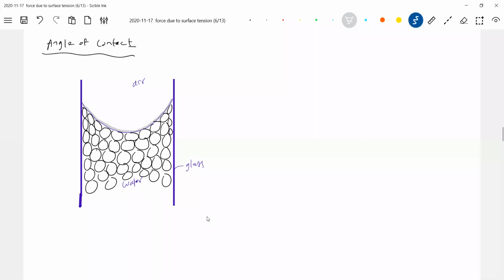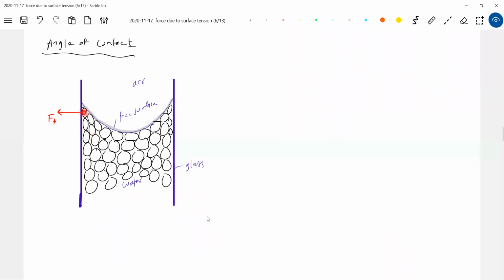So now let's consider the molecule 1. Okay, this is a free surface. Look at the molecule 1. It will experience an adhesive force. The glass molecule which is present will exert force on this one. Similarly, the adjacent molecules will exert a cohesive force, no?